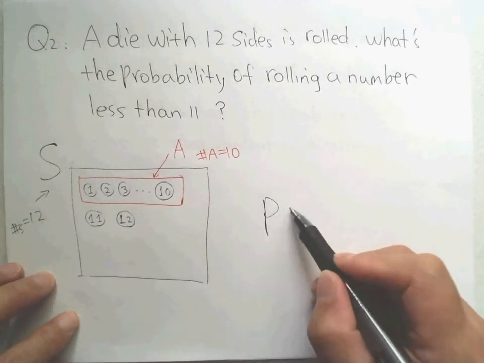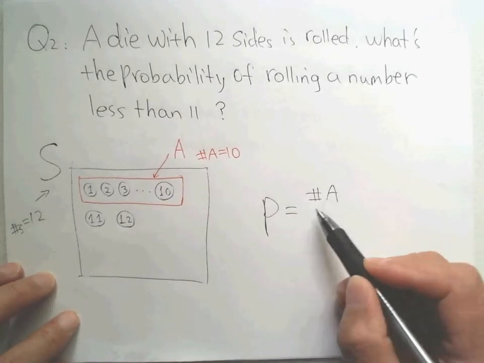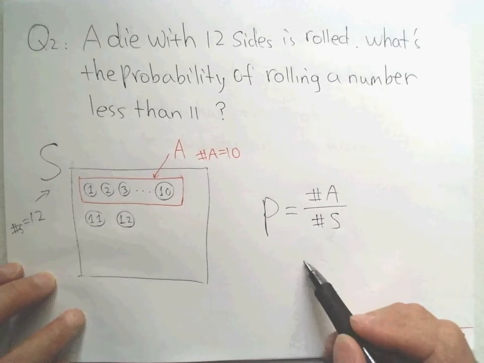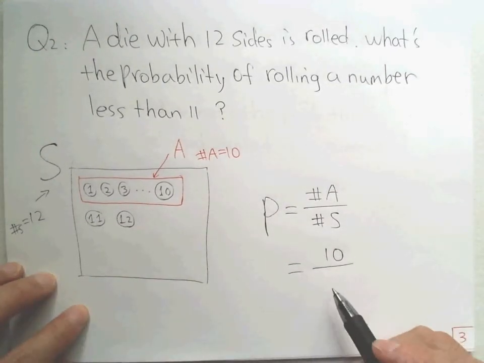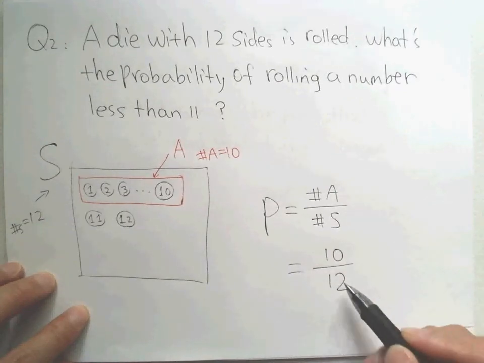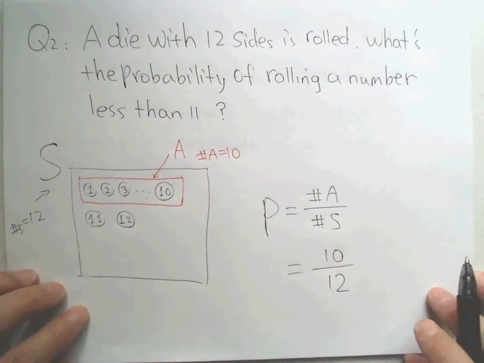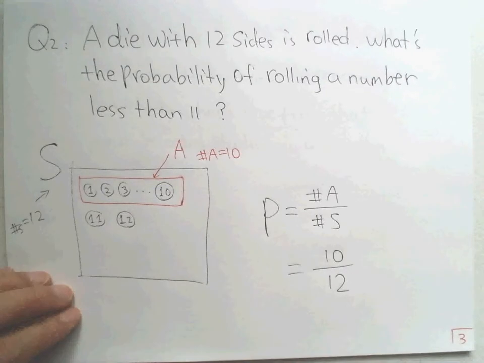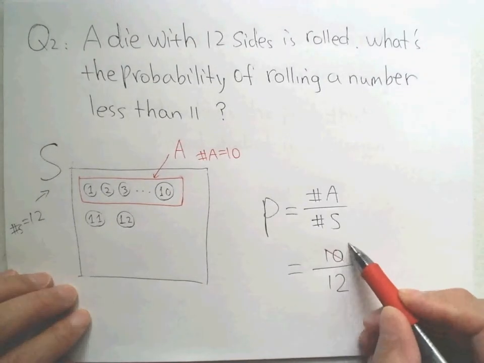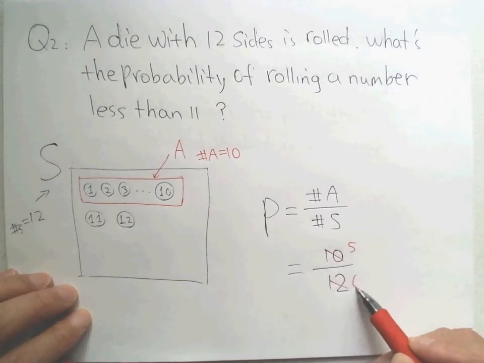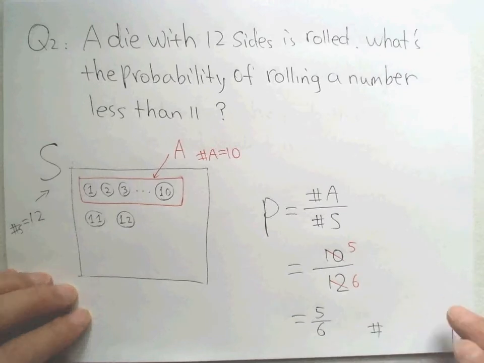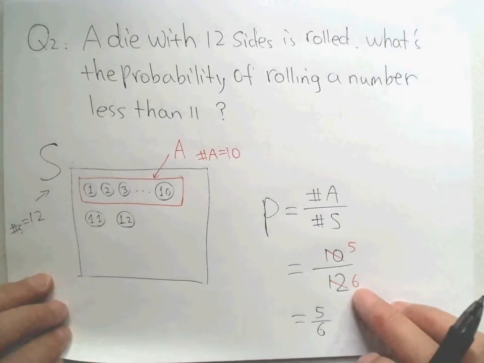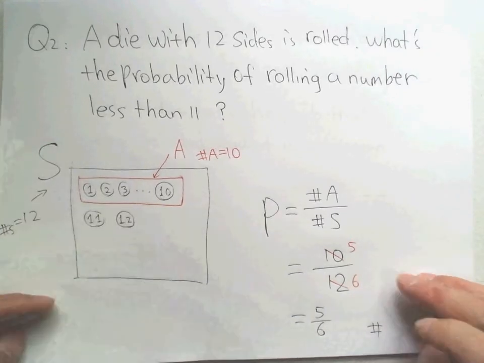The probability equals the number in A over the number in the sample space. The number in A is 10, and the total is 12, right? But don't leave this number. Simplify. What can I do? I cut 2, so this is 5. I cut 2, that's 6. It's better to put the last one like this: 5 over 6, the simplified fraction. Or you can use the fraction function in your calculator.